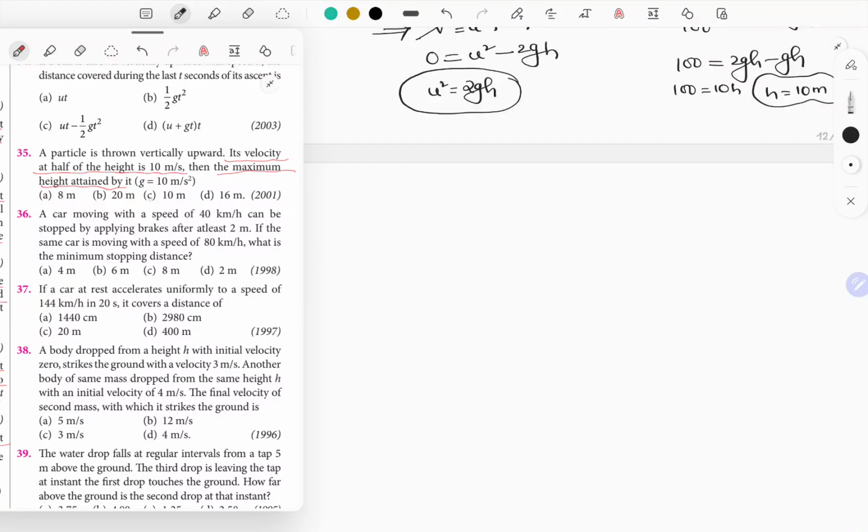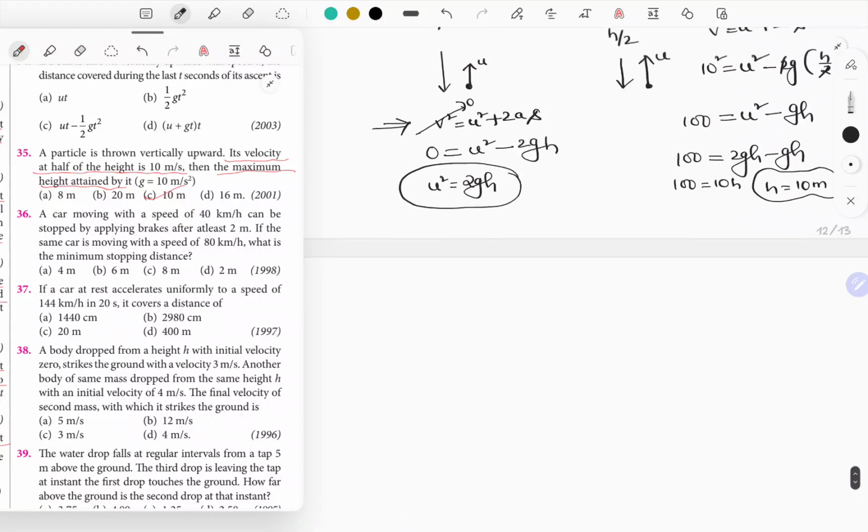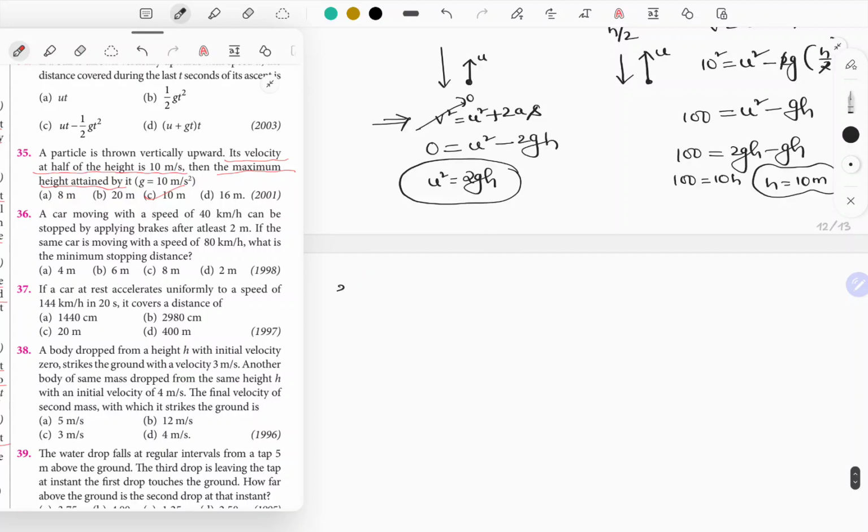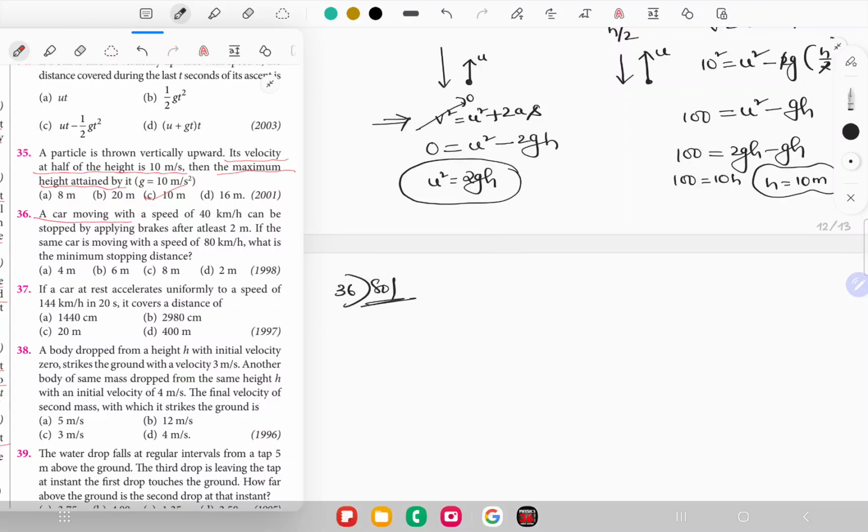Which option is matching? Option C is correct. Very good. Let's get into the next question, 36. A car moving with a speed of 40 km per hour can be stopped by applying the brakes after at least 2 meter. Okay, super.